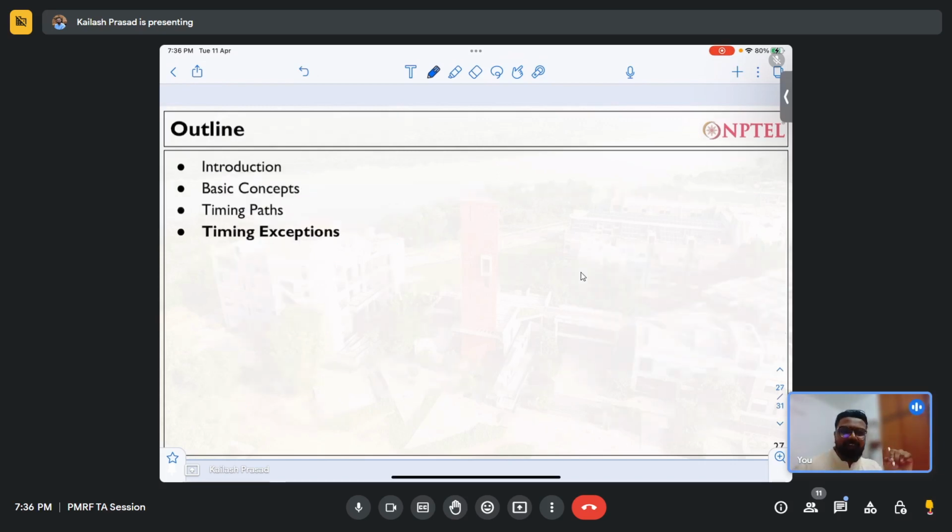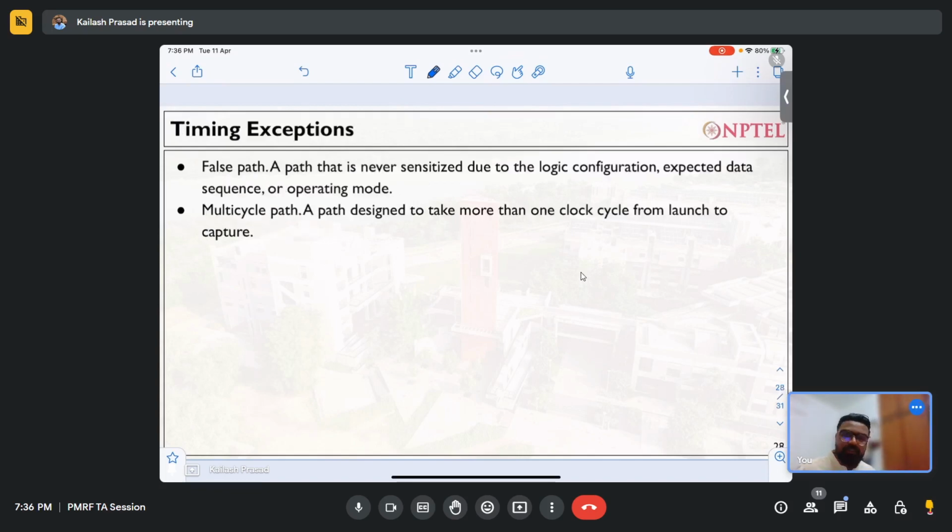Now, the final part of this lecture is two things. I have put this intentionally so that you should know, because many of the students I have worked with have said that these kinds of questions are asked in interviews. So I have included this, and these are important concepts, what we call timing exceptions. There are two timing exceptions. The first is a false path. The second is a multi-cycle path.